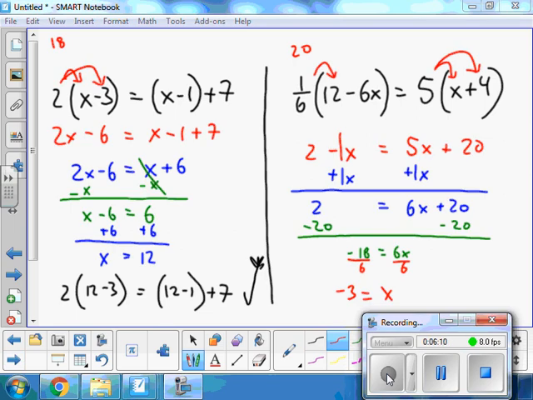All right, how'd it go? Number 20 was kind of crazy with that 1/6, but if you can think of this as 1/6 times 12, which is like 12/6, that's where I got the 2 from. And 1/6 times 6 is like 6/6. I just had to pay attention to that negative, and that's why it ends up being negative here.